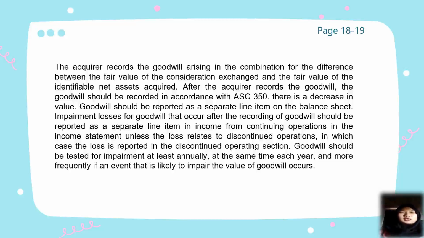Goodwill should be reported as a separate line item on the balance sheet. Impairment loss for goodwill that occurs after the recording of goodwill should be reported as a separate line item in income from continued operations in the income statement, unless the loss relates to discontinued operations, in which case the loss is reported in the discontinued operations section. Goodwill should be tested for impairment at least annually at the same time each year, and more frequently if an event that is likely to impair the value of goodwill occurs.